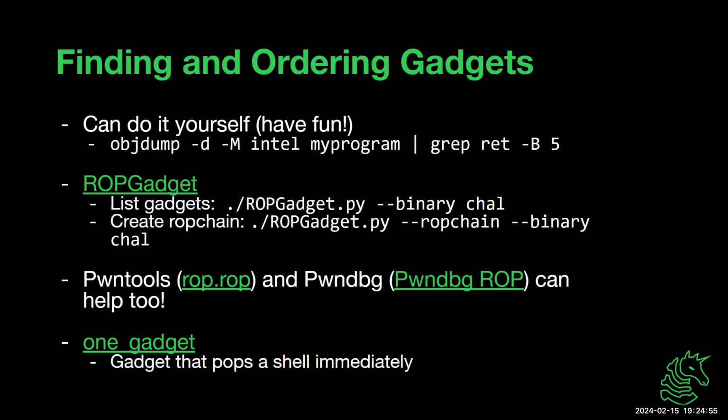But most people use tools like ROPgadget to list gadgets in the binary, or you can even use ROPgadget to generate a ROP chain for you that automatically pops a shell. That comes in handy a lot of the time. Then there's also pwntools and pwndbg. Actually, pwndbg just uses ROPgadget, but pwntools has its own ROP objects and you can list gadgets with that. With pwntools, beware, it will omit some gadgets it thinks are useless, but it's also useful.